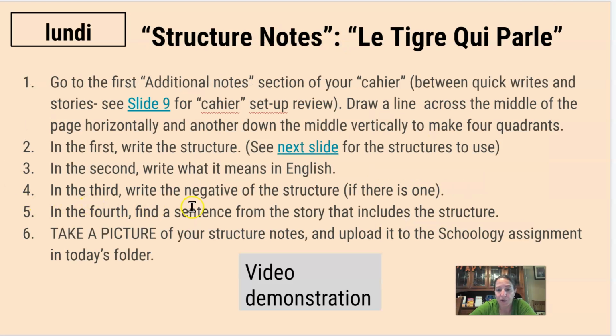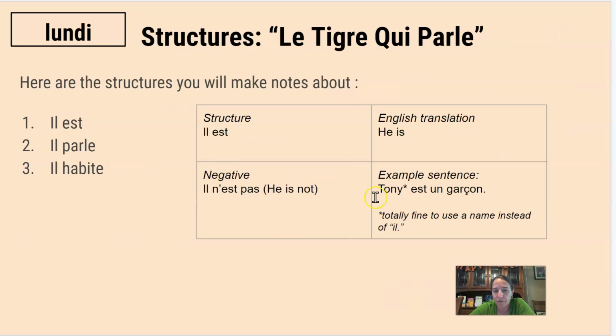In the third box, you're going to write the negative of the structure. I say if there is one, because sometimes we're going to do structures that aren't verbs, so they don't have a negative. Don't worry about that right now because that does not apply this week. Sometimes you'll just leave this box blank, but not this week because we can make negatives out of all of these.